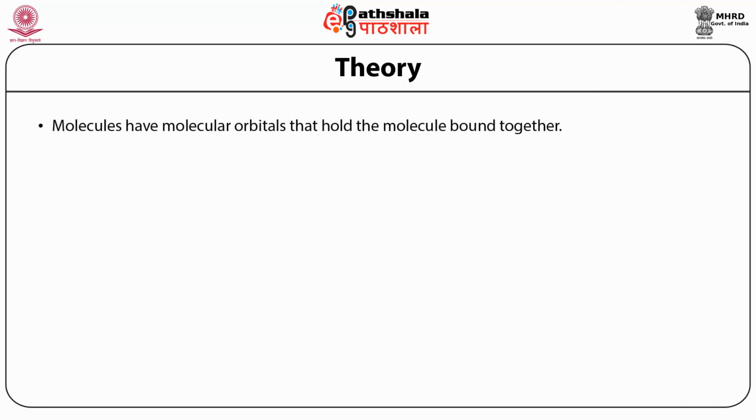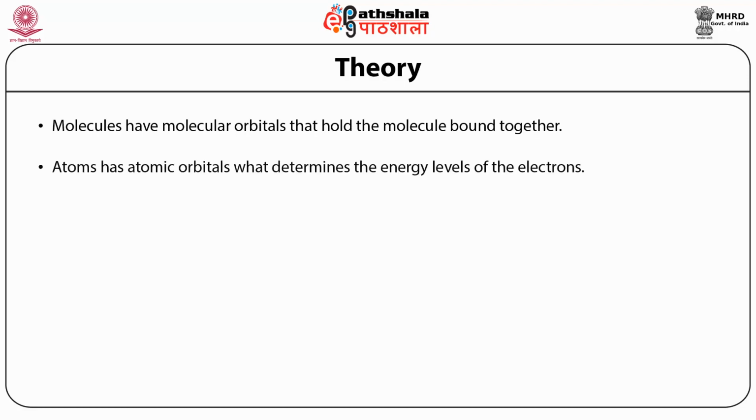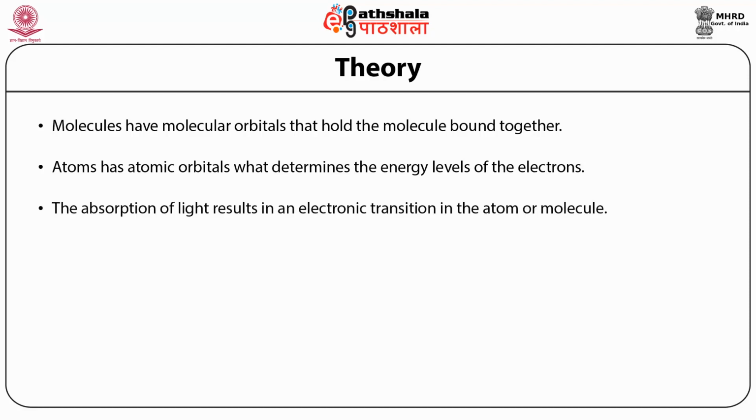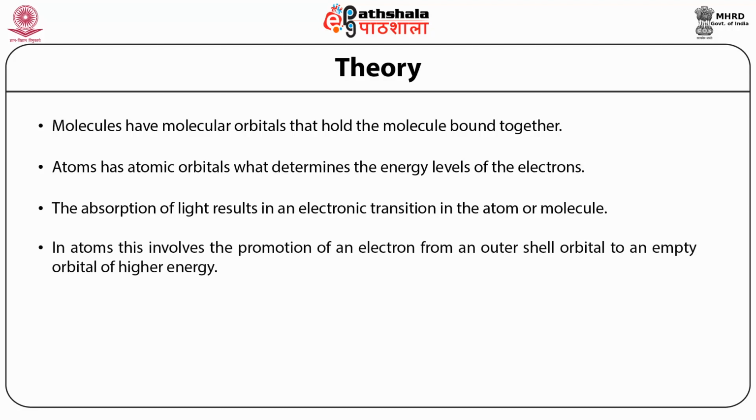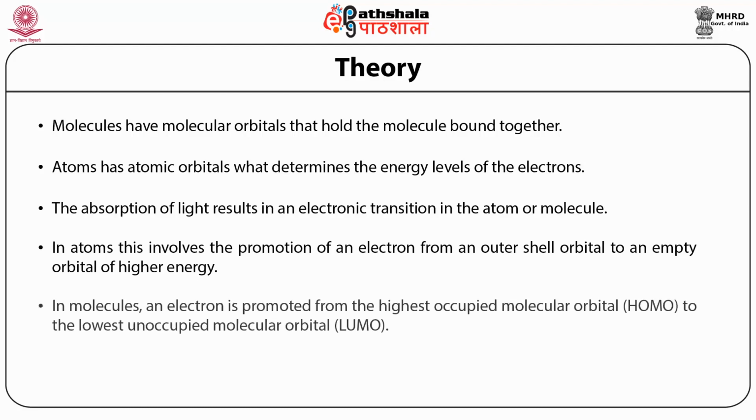We know molecules have molecular orbitals that hold the molecules bound together. Atoms have atomic orbitals that determine the energy levels of the electrons. So when an atom or molecule is exposed to light, the absorption of light results in electronic transition. In atoms, the transition involves the promotion of an electron from an outer shell orbital to an empty orbital of higher energy. Whereas in molecules, the electron is promoted from the highest occupied molecular orbital to the lowest unoccupied molecular orbital.